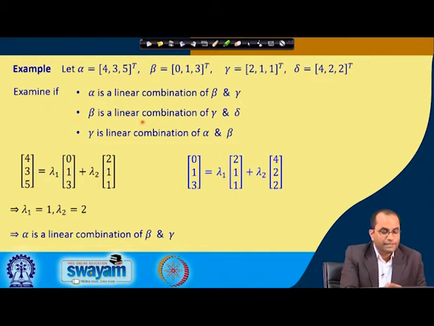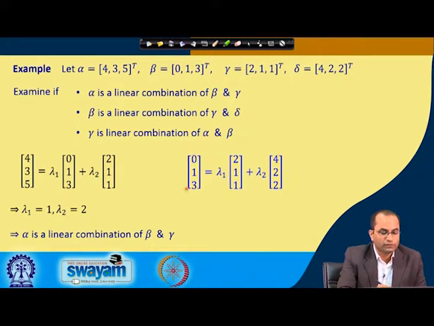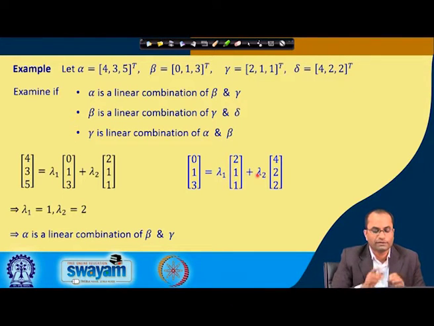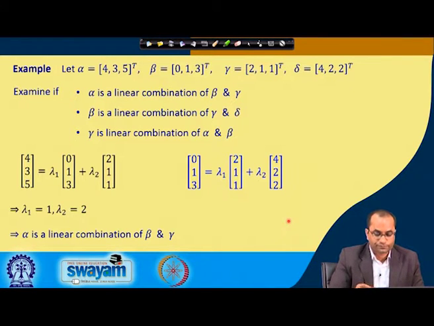if beta is a linear combination of gamma and delta. So, what is beta? 0 1 3, this is the vector beta, and then lambda 1 times 2 1 1 and lambda 2 times 4 2 2. So, we want to check whether such lambdas exist, so that we can write beta as a linear combination of gamma and delta. And to check this is quite obvious here.